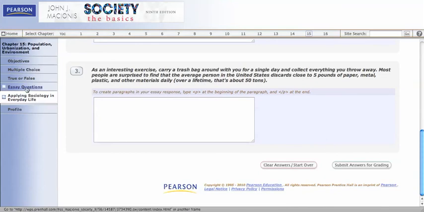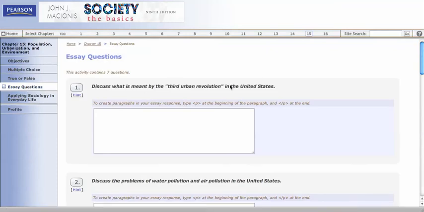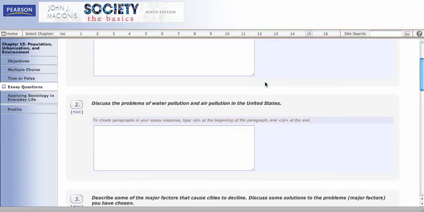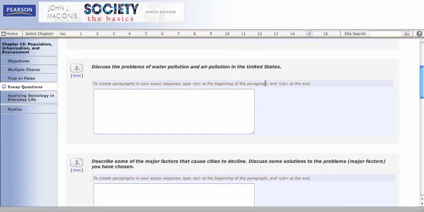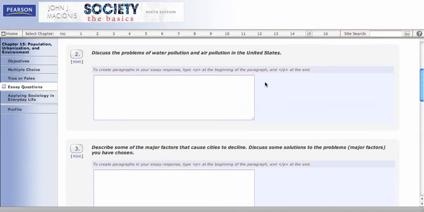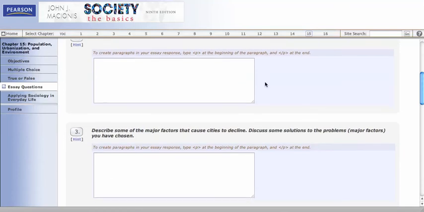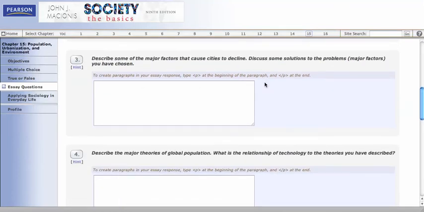So let's go ahead and take a look at the essay questions as well. So, these give you some prompts that you might want to talk about. So discuss the problems of water pollution and air pollution in the United States. It's definitely an issue. Our bodies are becoming toxic. We're having to cleanse and do all sorts of things to stay healthy. So definitely some interesting information that we could go ahead and focus in on and just do a creative project just on one of these subjects or all of them.